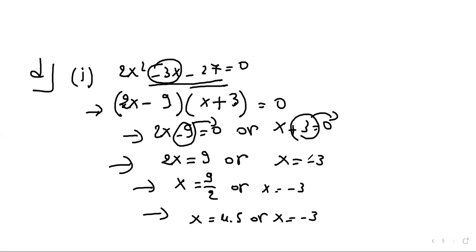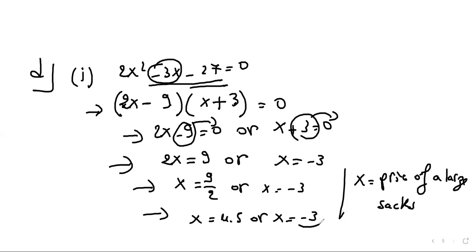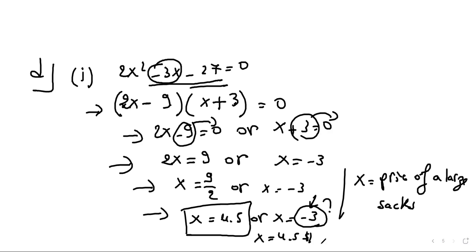Right, here, don't forget x is the price of a large sack. So is it possible for it to be a negative number? For sure not. So the only solution I need to keep is x is equal to $4.5, right? This negative 3 is not a good solution. So the only solution for this problem is $4.5.